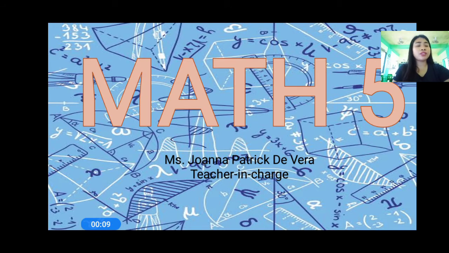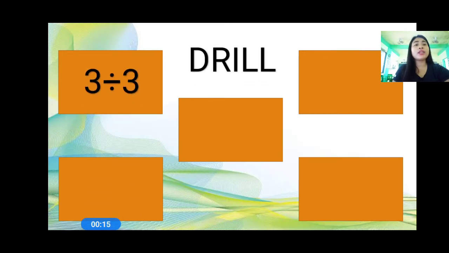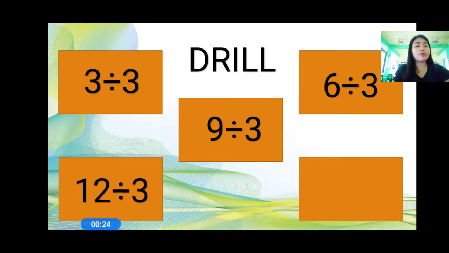Okay, now before we start our lesson, let us first have this drill. Everyone, are you ready? Okay, very good. Everyone, 3 divided by 3, 6 divided by 3, 9 divided by 3, 12 divided by 3, and 15 divided by 3. Everyone, 3 divided by 3 equals 1, 6 divided by 3 equals 2, 9 divided by 3 equals 3, 12 divided by 3 equals 4, and 15 divided by 3 equals 5.